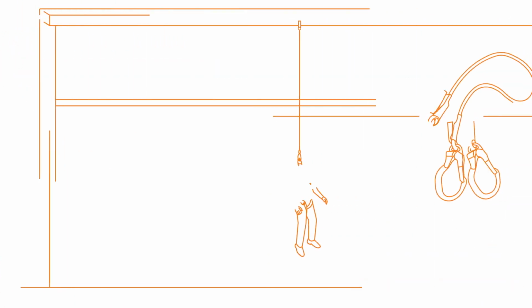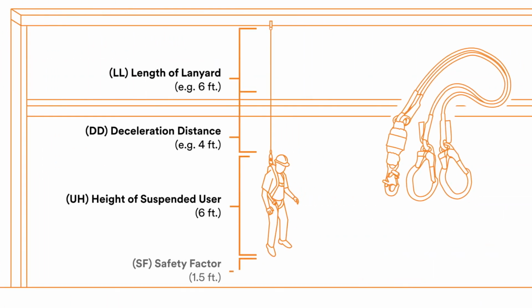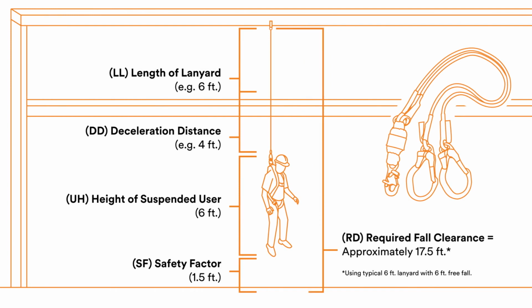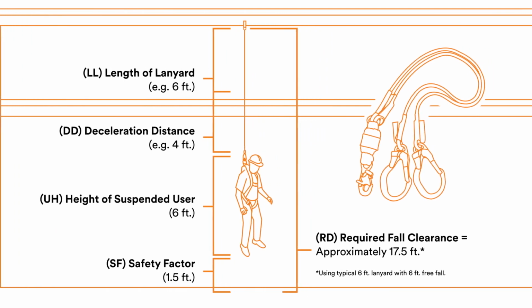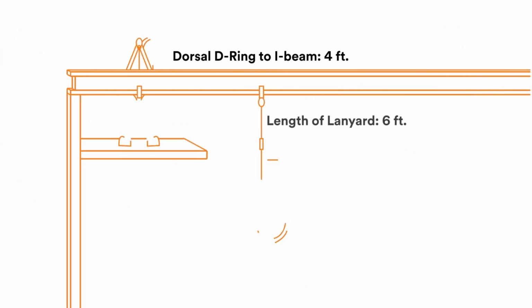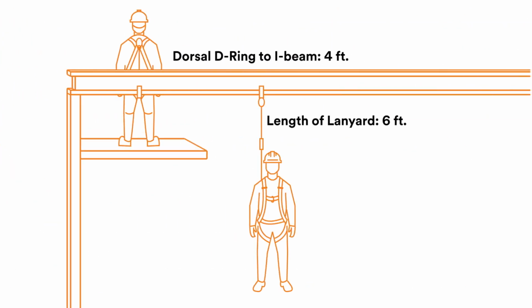In summary, with a typical 6-foot lanyard anchored overhead and a 6-foot free fall, the total required fall clearance adds up to 17.5 feet. And if your lanyard is anchored to a point 4 feet below your dorsal D-ring, your free fall would be a total of 10 feet, exceeding the typical 6-foot free fall.